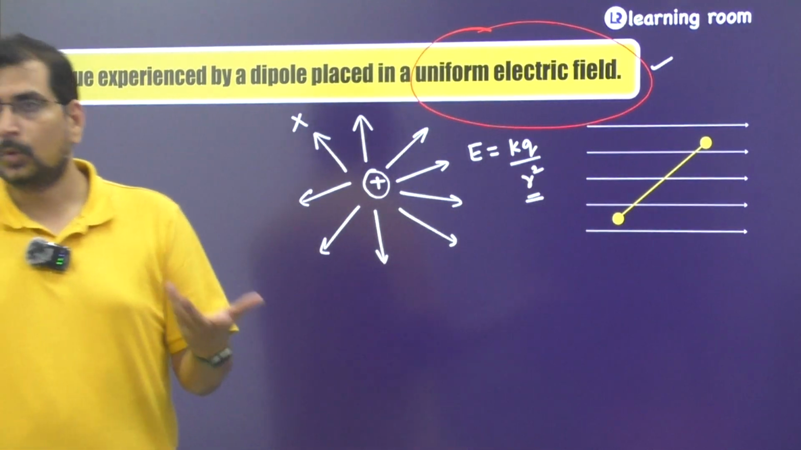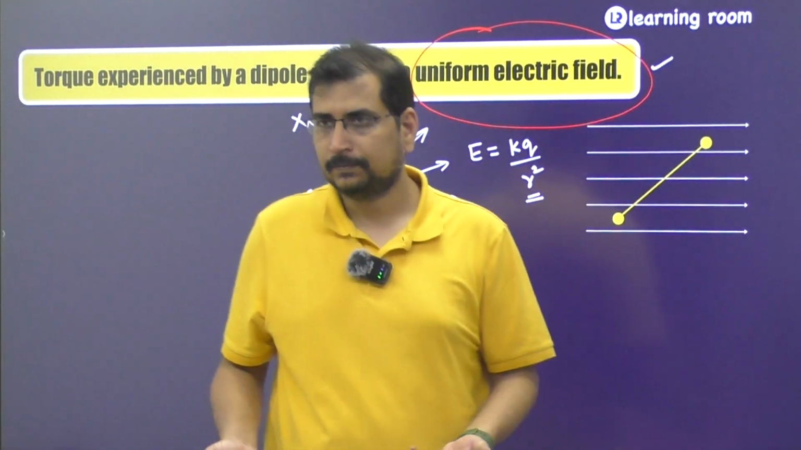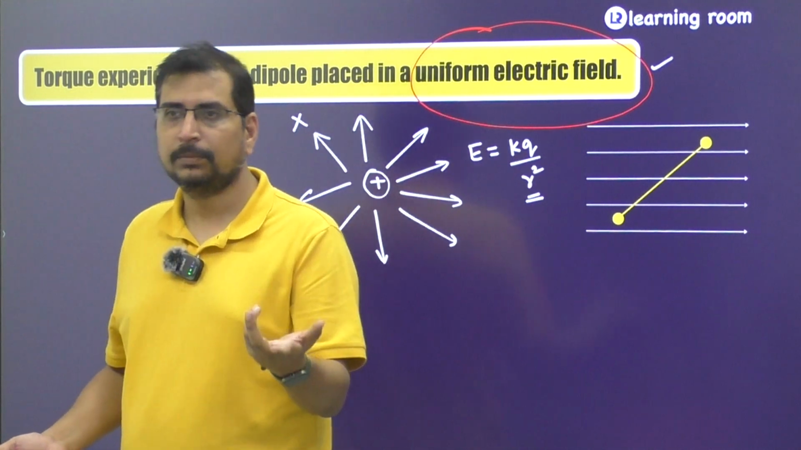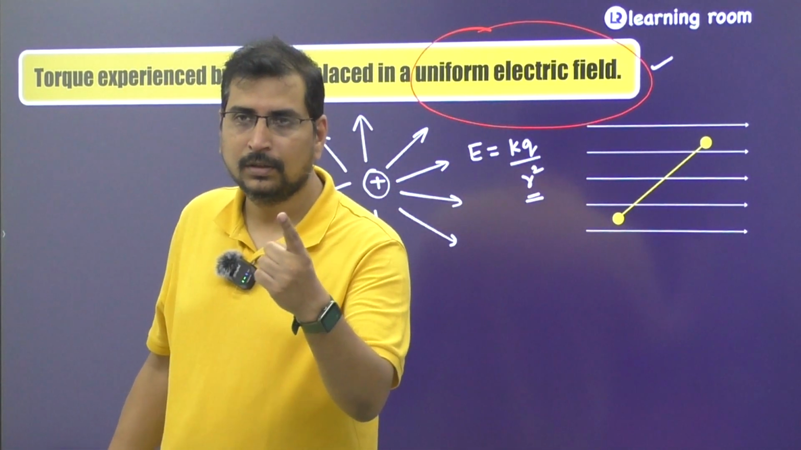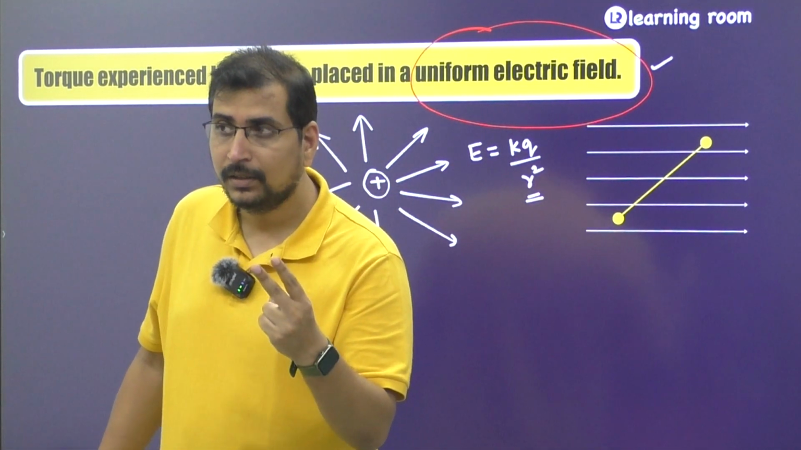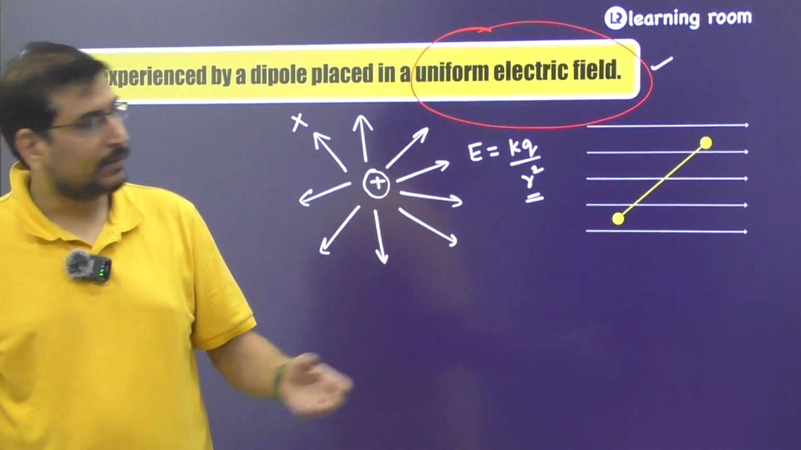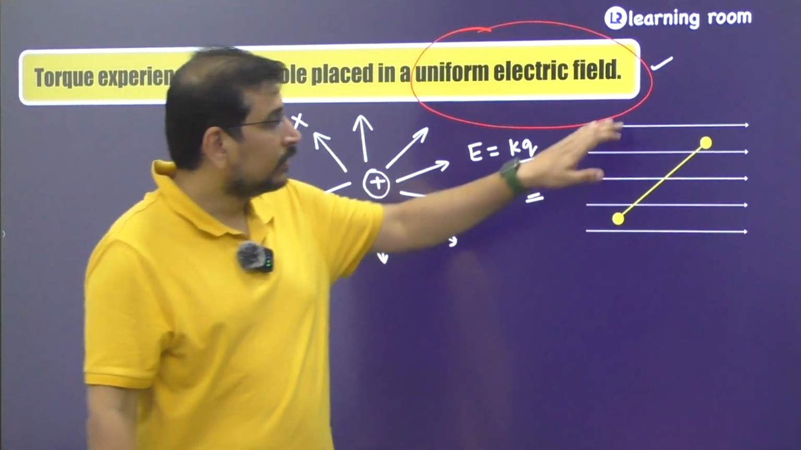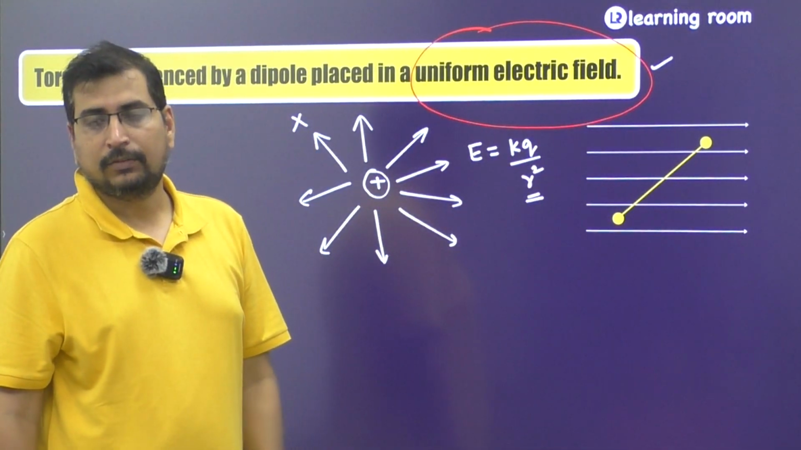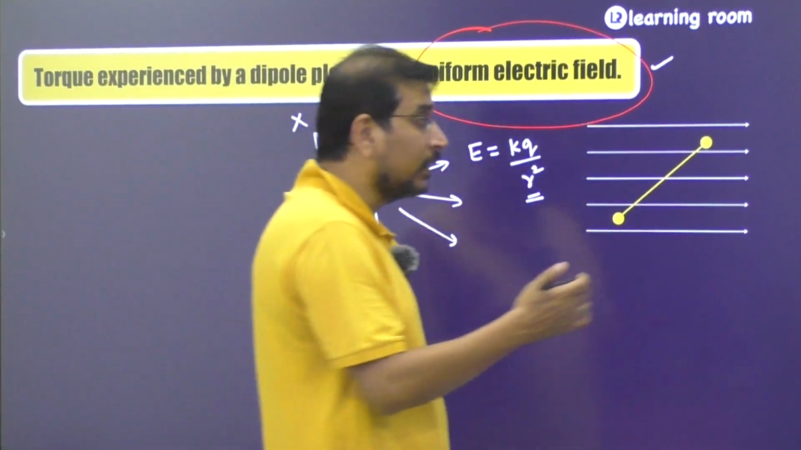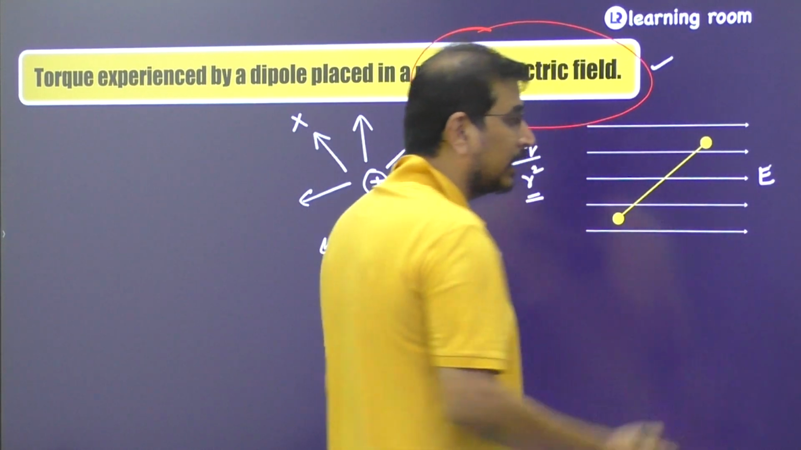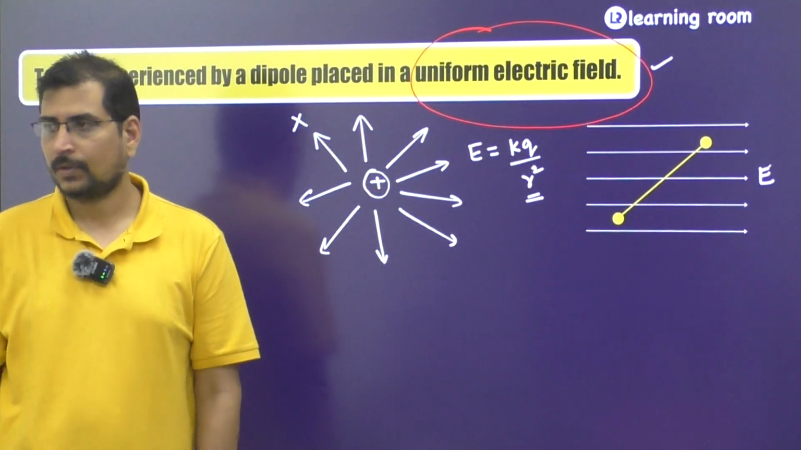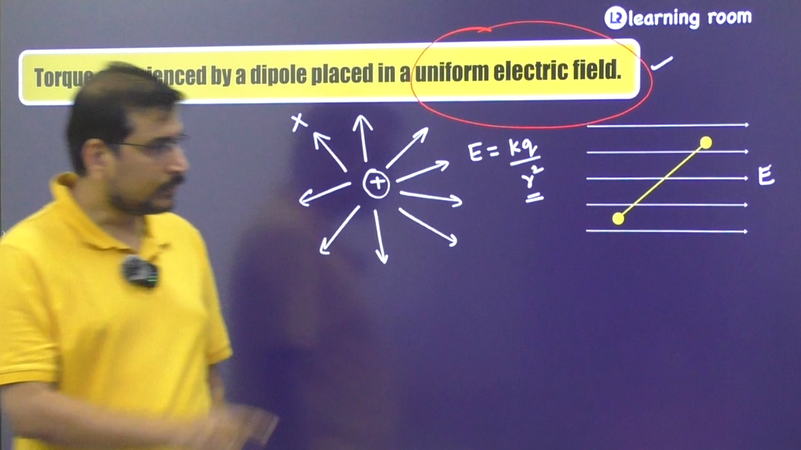Then the question is, what does a uniform electric field even look like? What did I tell you? It's very simple. It needs to have the same magnitude and direction. That is only possible when you have a set of parallel lines. So this is how a uniform electric field is going to look, where this electric field has a magnitude of E. Am I clear?